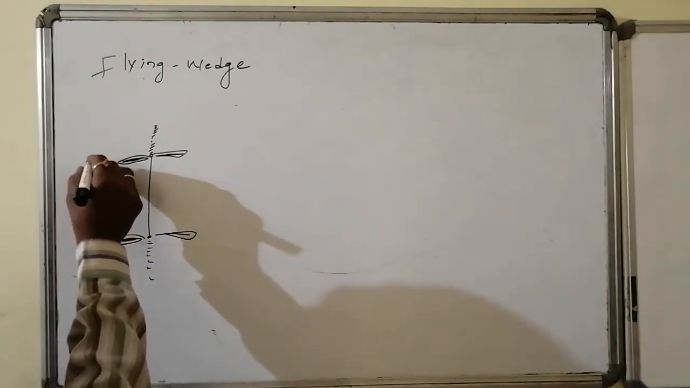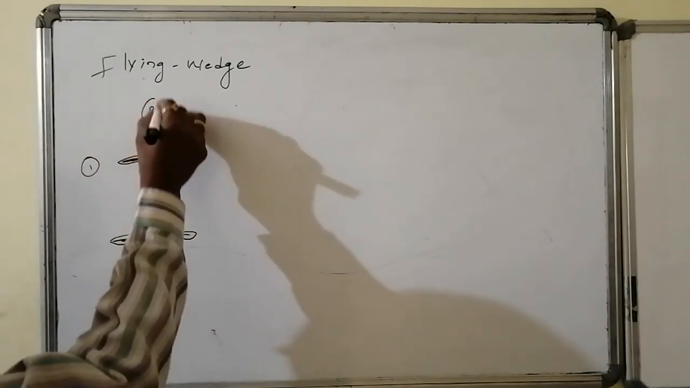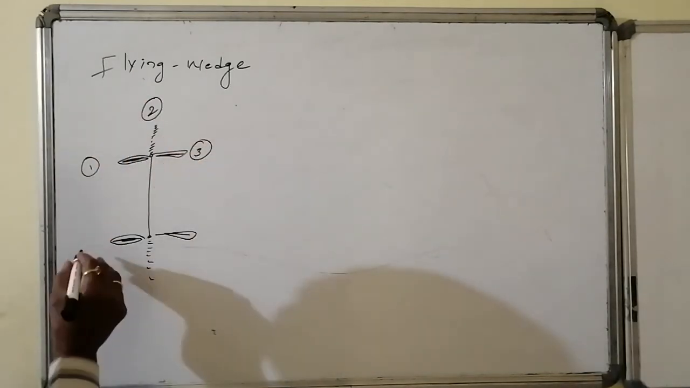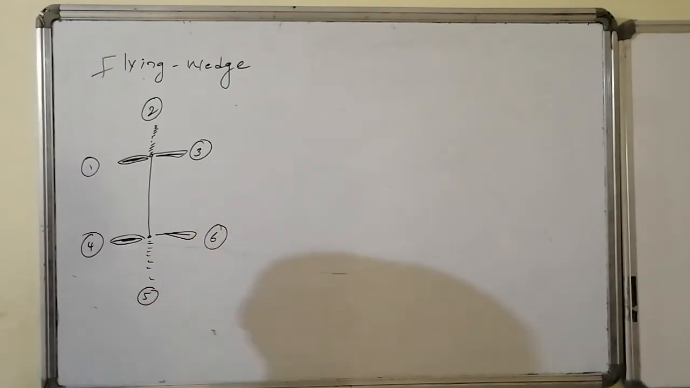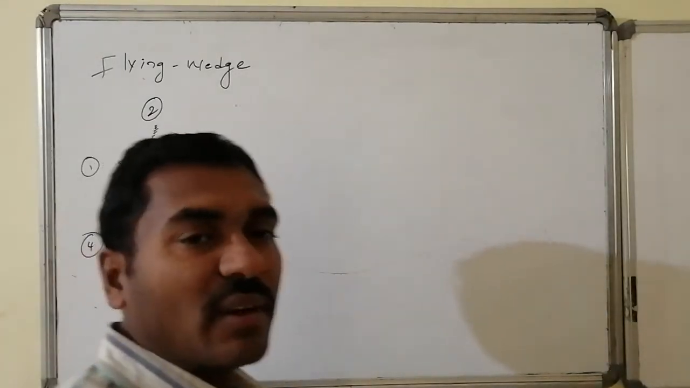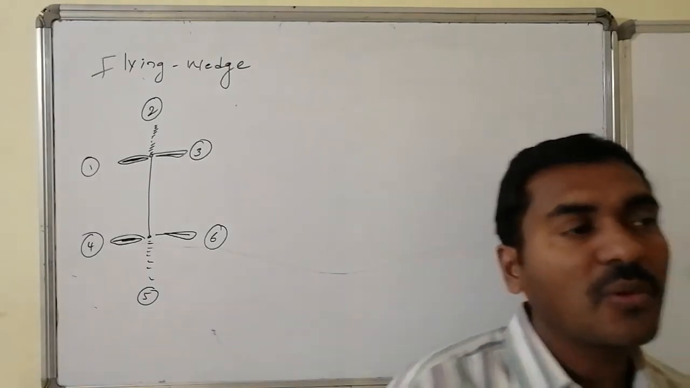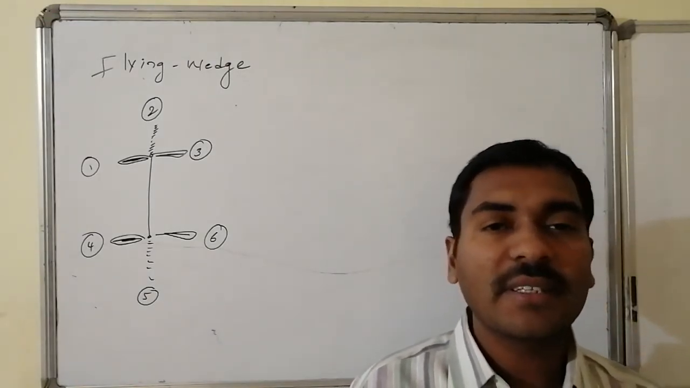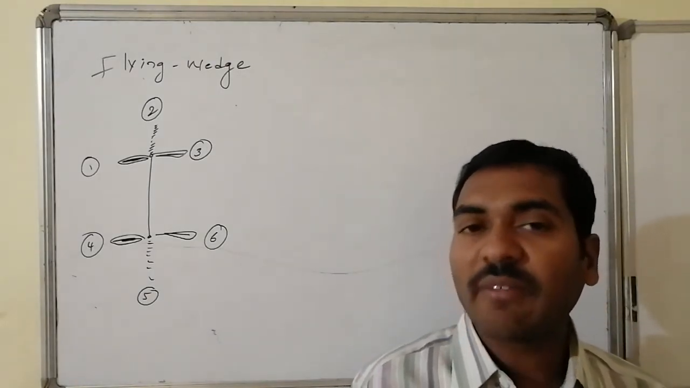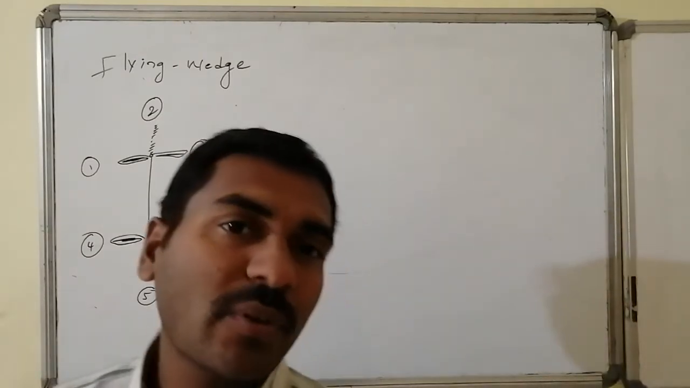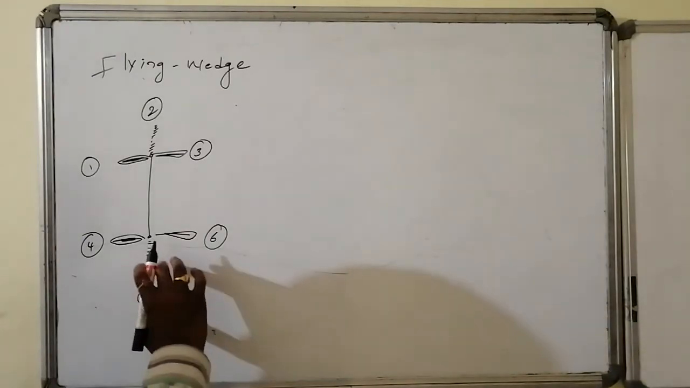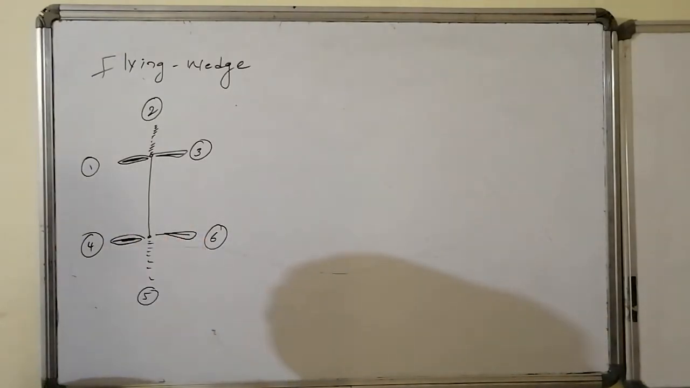Suppose I number these as valency 1, valency 2, valency 3, valency 4, valency 5 as well as valency 6. This is one way of representing more than one carbon, with their connectivities followed by their corresponding valencies, in flying wedge representation. But in this case, if you observe, valency 2 and valency 5 are present away from one another and those are present in one plane.